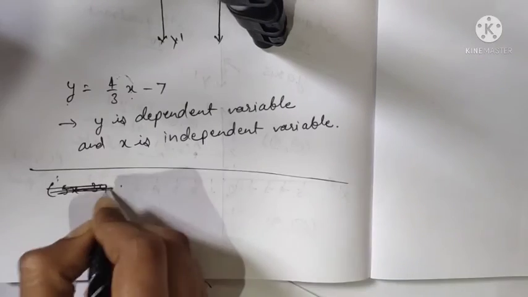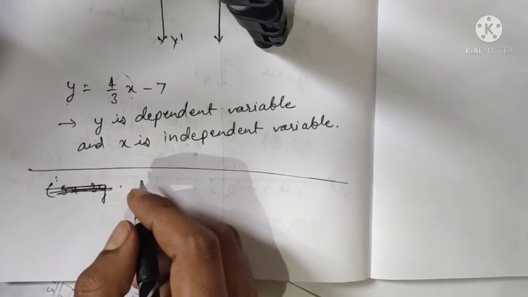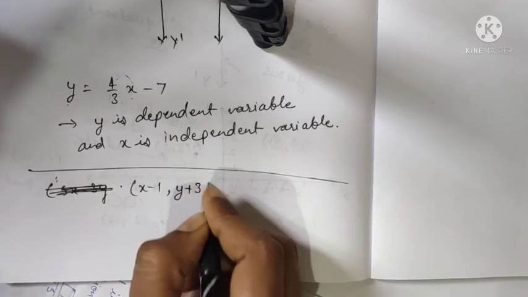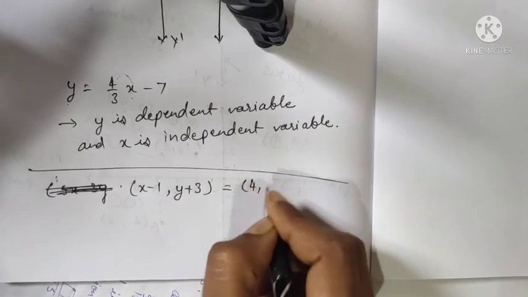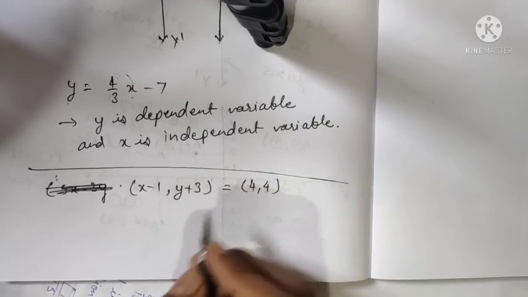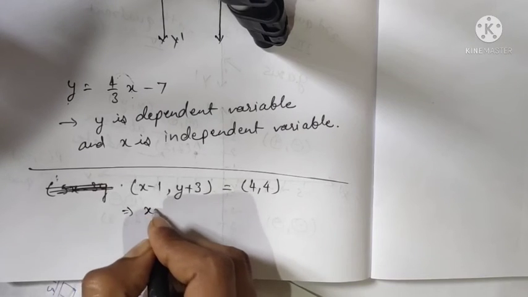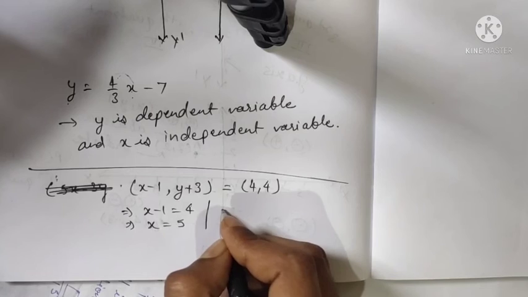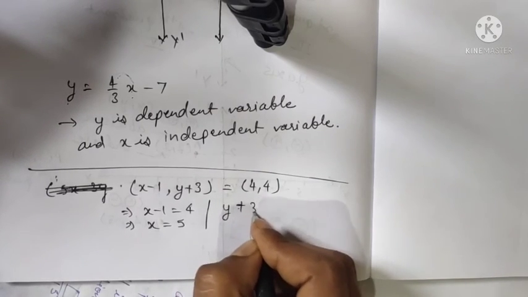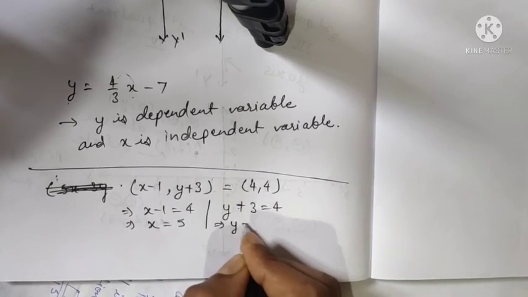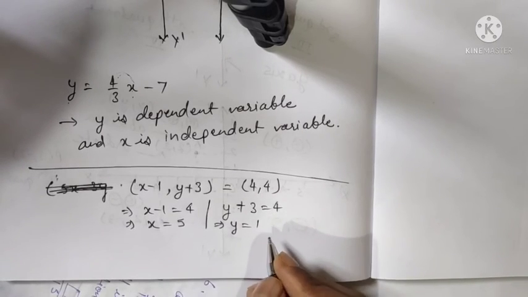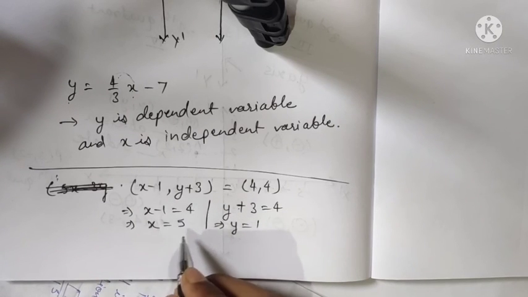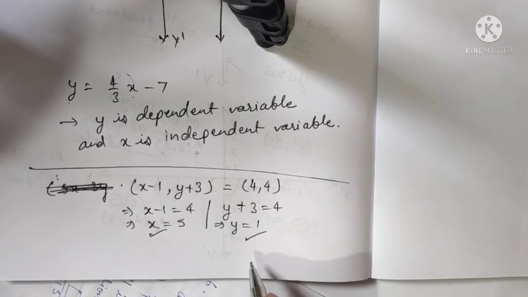Got it? If there is a question in which the coordinates of a point are given as (x - 1, y + 3) equal to (4, 4), then just compare them: x - 1 is equal to 4, that implies x will be equal to 5, and y + 3 is equal to 4, then y is equal to 1. In this manner we can solve this kind of question and find the values of x and y. Simple.